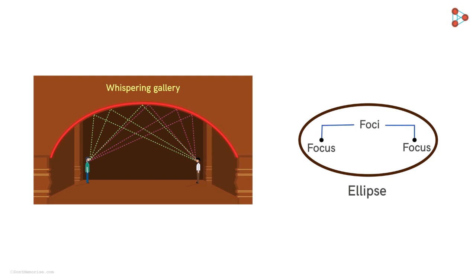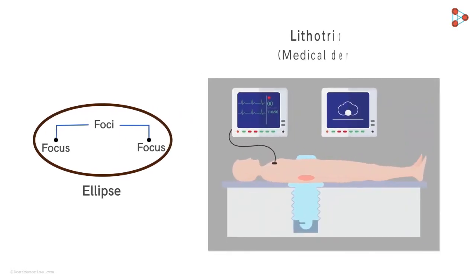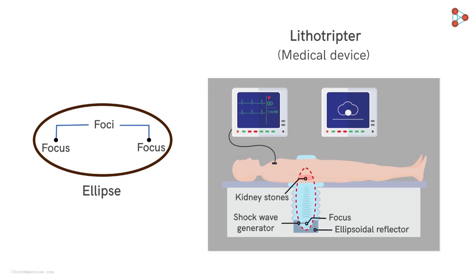Wait, there's more. Elliptical shapes even play a role in a medical device called the lithotripter. Due to its reflective property, it's used to break kidney stones. High-frequency shock waves are generated at one focus of the elliptical-shaped reflector, which gets concentrated at another focus point where the kidney stones are positioned. And this helps in breaking the kidney stones.